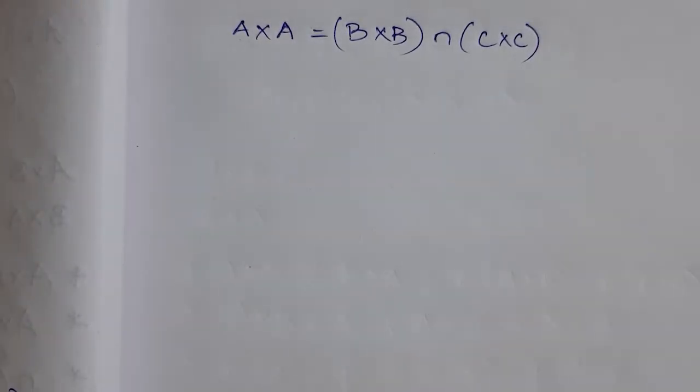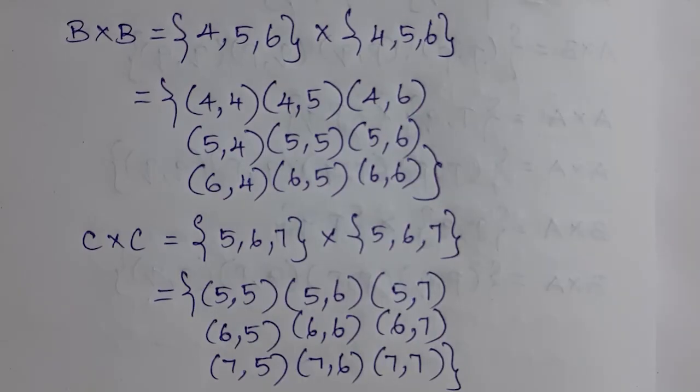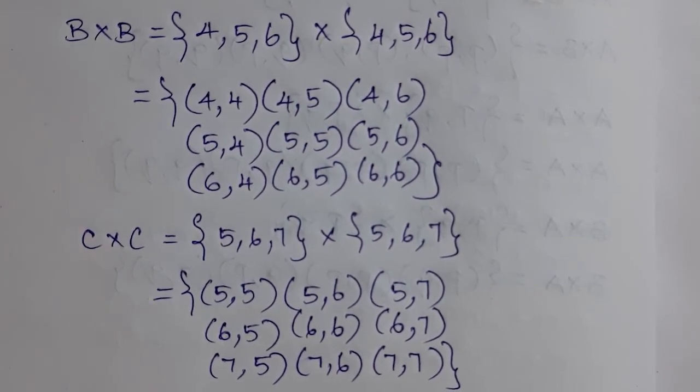What do you mean by intersection? Intersection means common elements, picking the common elements from both the sets. Okay, so B cross B intersection C cross C means now we are going to compare B cross B and C cross C and pick the common elements from both. We have found B cross B and C cross C. In these two, we have to find the intersection. Intersection in the sense common element.